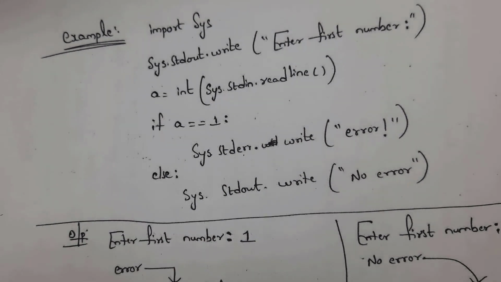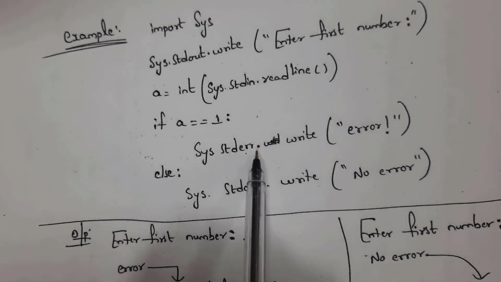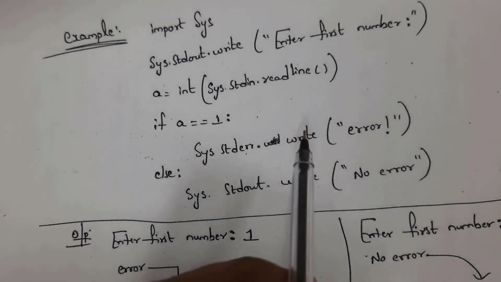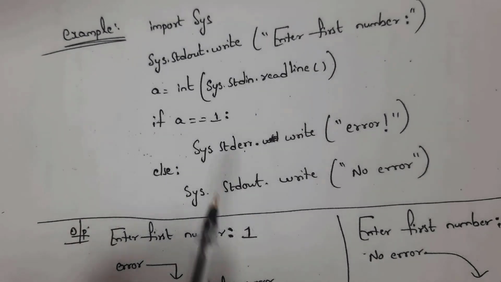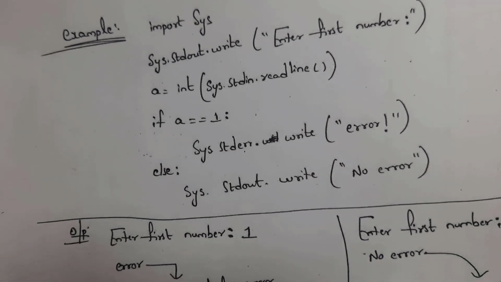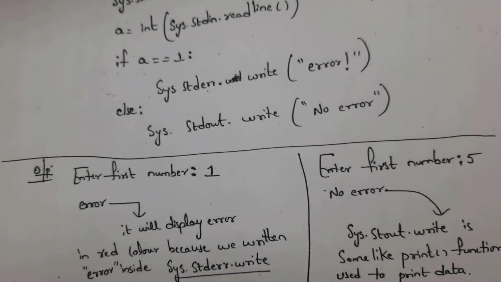For example, if I enter 1, it should display an error message in red color. So I wrote here if a double equal to 1 colon, and inside this I wrote sys.stderr, that is standard error, dot write. Inside this I wrote error. If I enter value 1, I will get the error message. Next else, if I enter any other values like 2, 3, and so on, I should get output no error. So inside else I wrote sys.stdout.write no error. If I enter 1, I will get output error. If I enter 5, then I will get output no error. This is the use of the sys module. Standard files are classified into three types: stdin in order to enter input, and stdout and stderr in order to generate output.